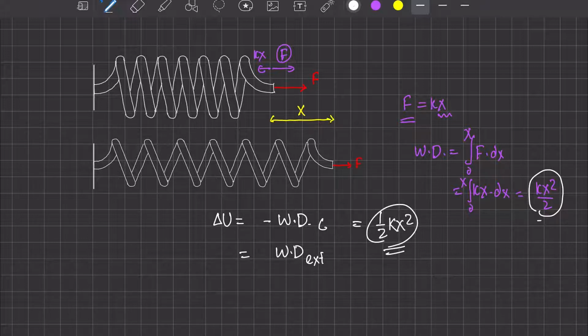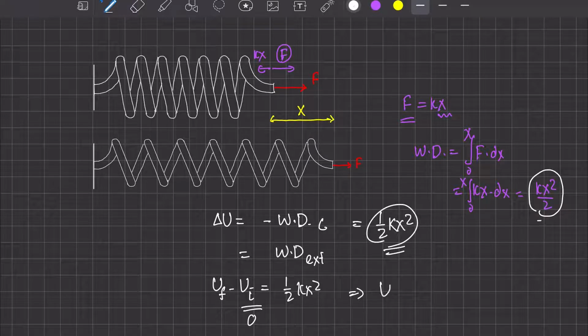When the spring was originally at natural length, that means x was 0. So change in potential energy is equal to the energy stored, which is half kx square, because initial potential energy is 0. So in change in potential energy, we can write U final minus U initial equals half kx square, but the initial value was 0. So at any time potential energy equals half kx square. This is our energy stored in the spring, right? Now let's use this concept to solve some problems.